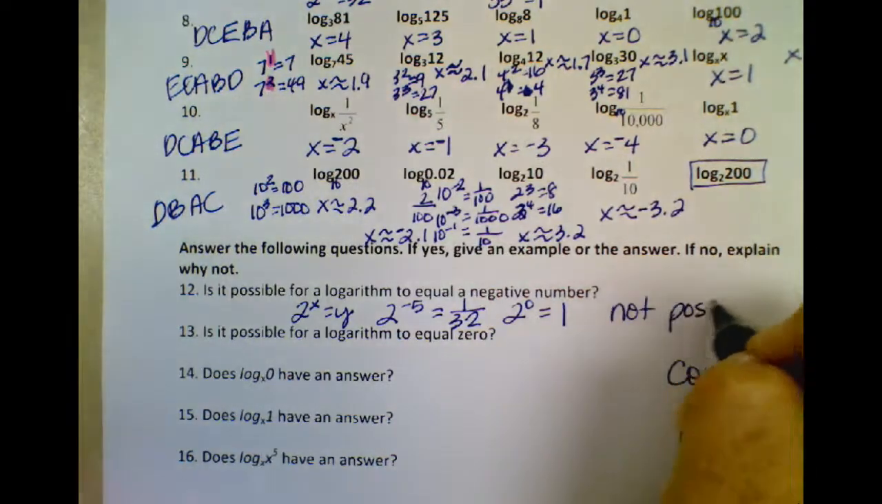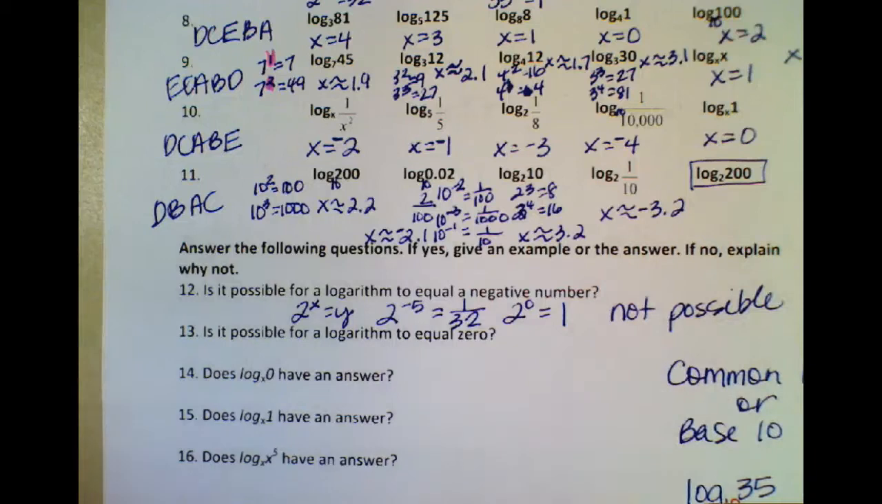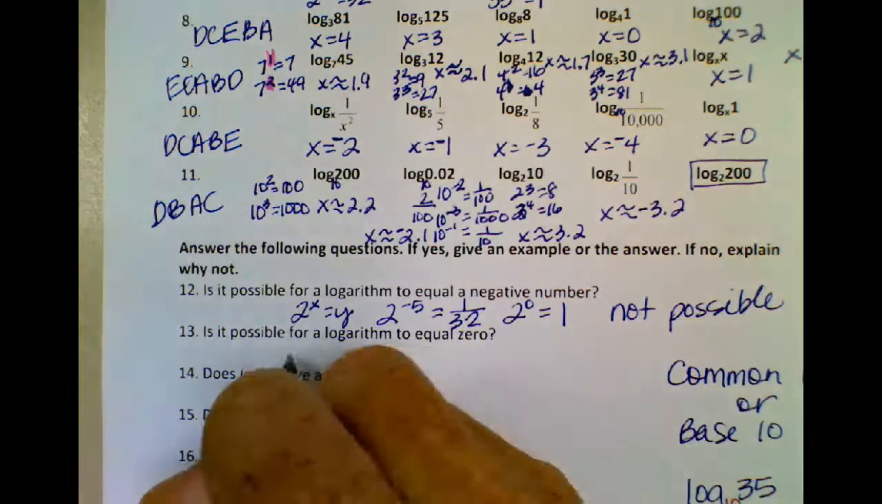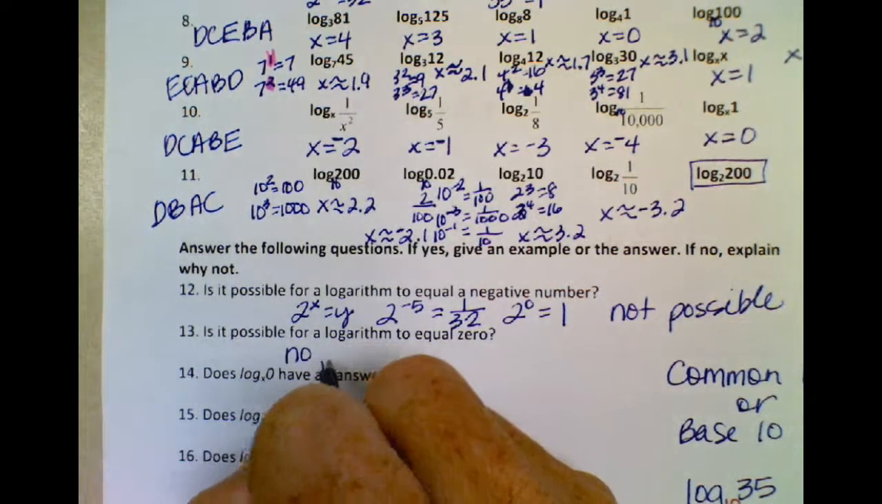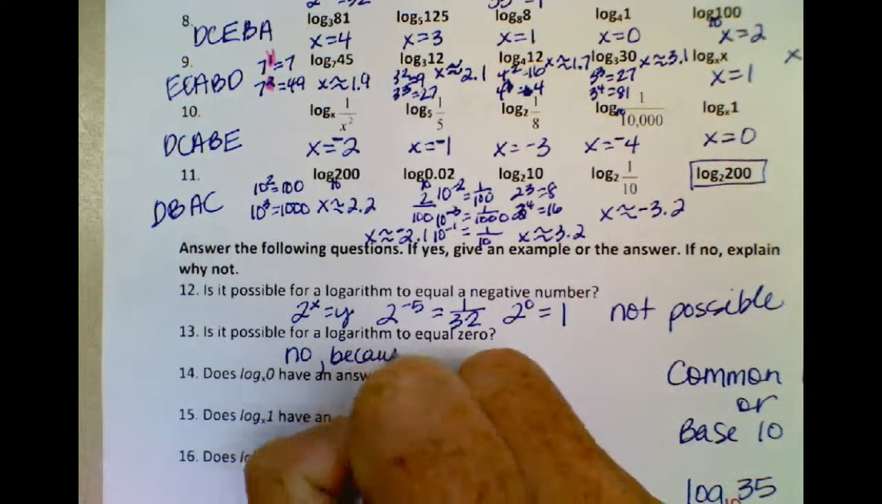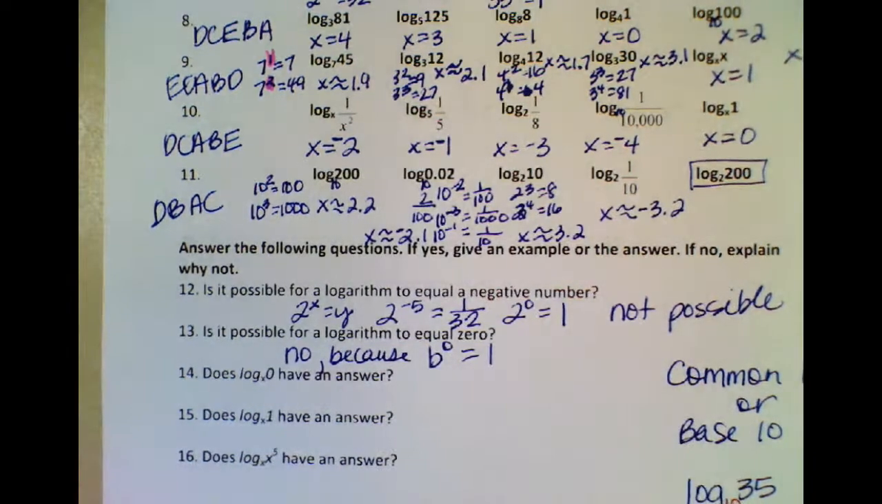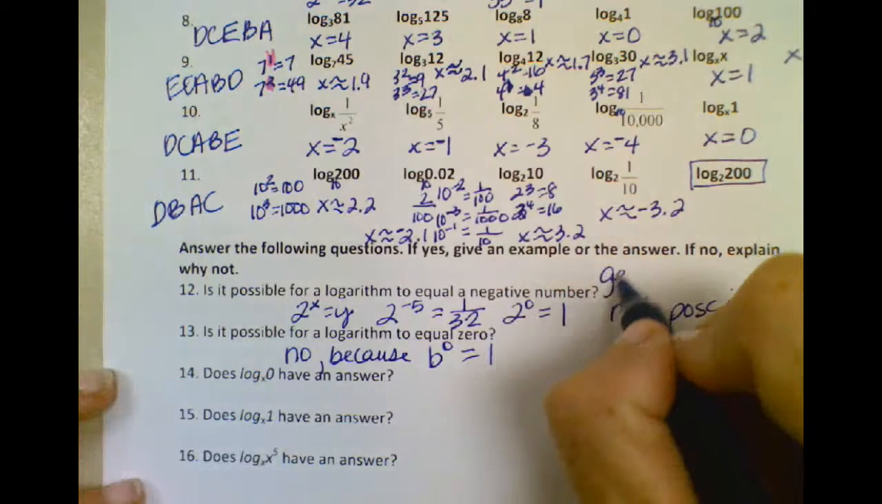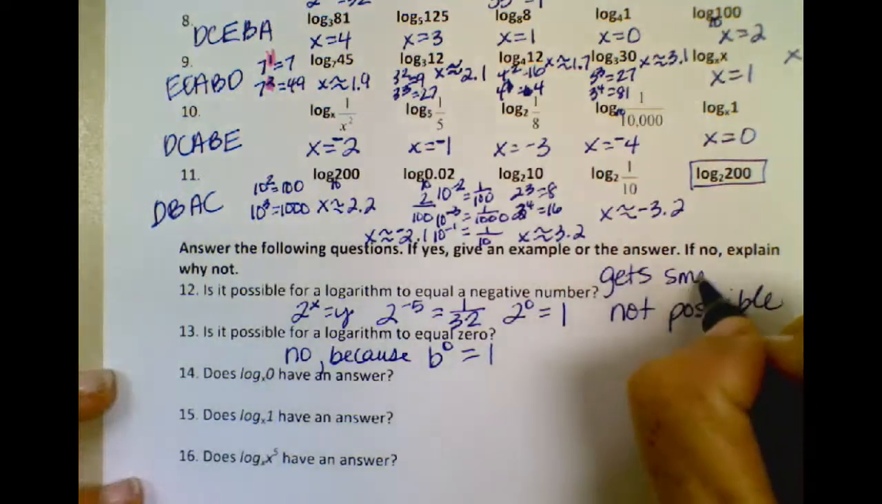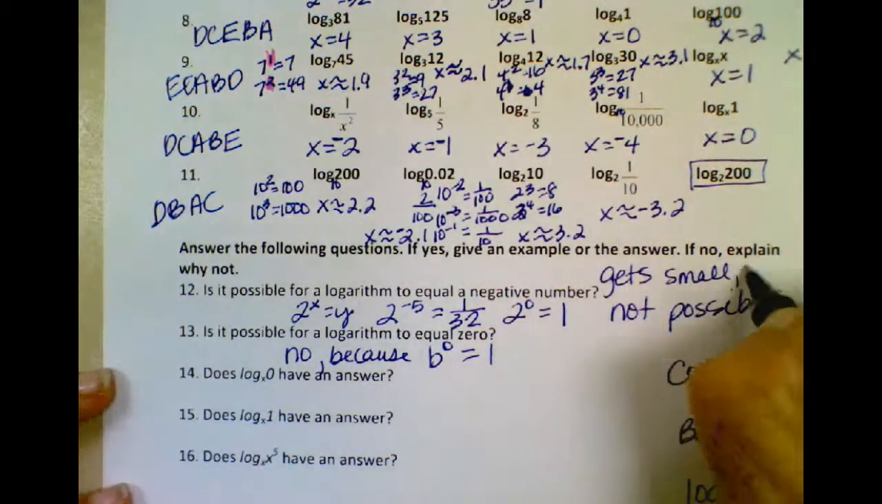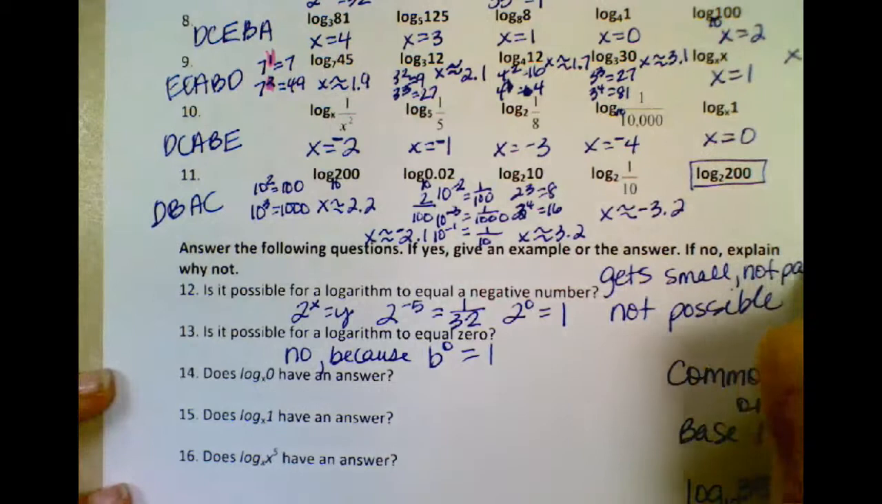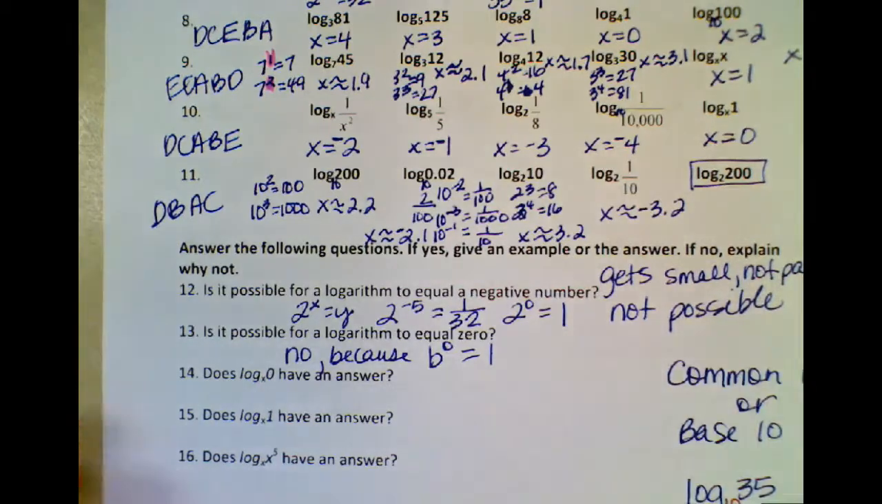Okay? There is no number that you can put in as your exponent that you will get 0 as your answer. Is it possible for a logarithm to equal 0? No, we just explained why. Okay? No. Because anything raised to the 0 power always equals 1. It gets small, but doesn't go past 0 for the first one.